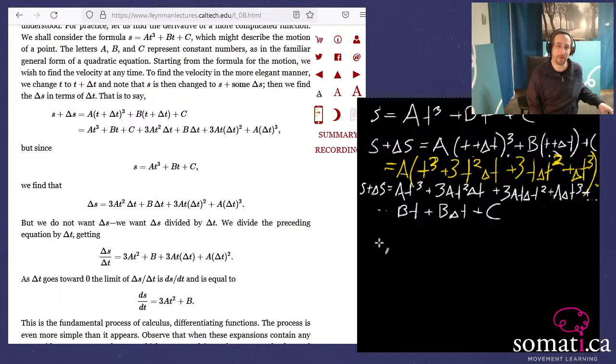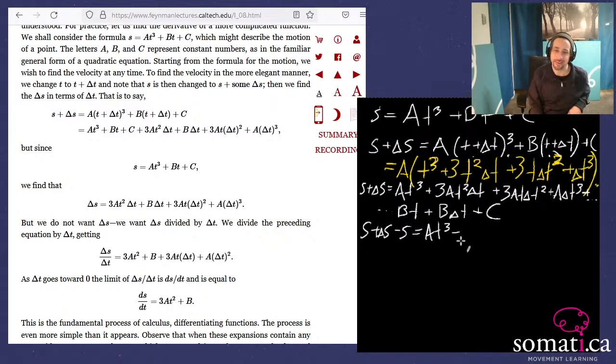And then so if we want to just get the delta S, we have to subtract now the S from the original thing. So S plus delta S minus S is equal to all that minus the things above. So I'll just start putting it together.